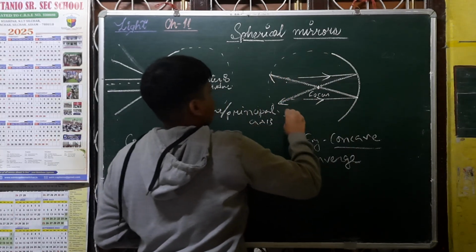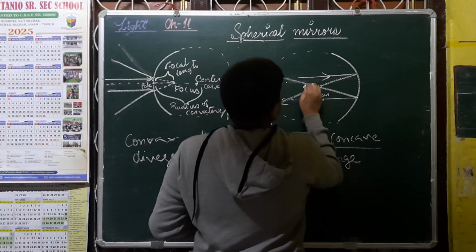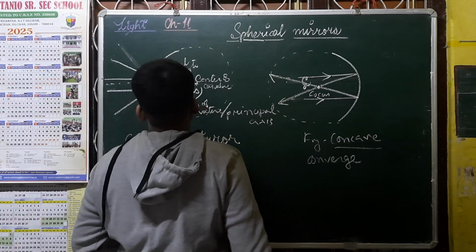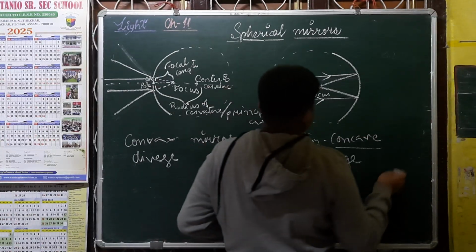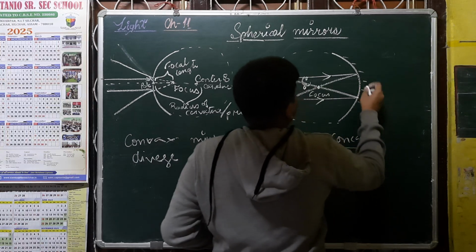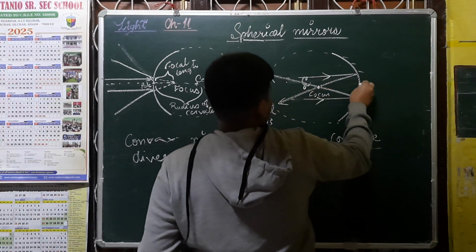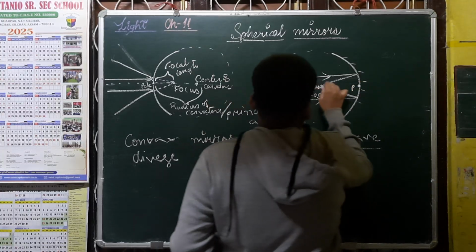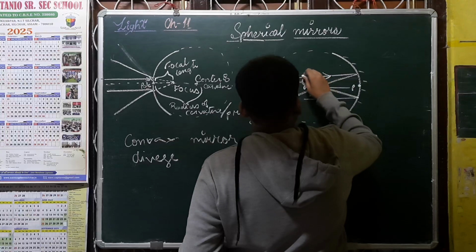This will be the sphere. This will be the center of curvature, which will be denoted as C. This will be the pole of the mirror. This will be the principal axis.